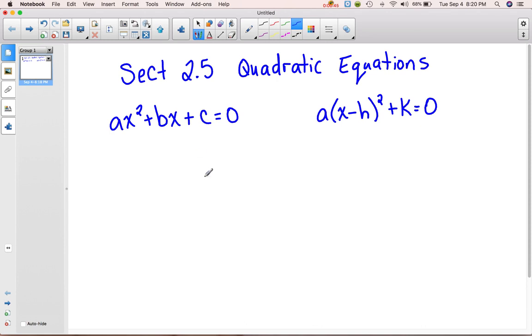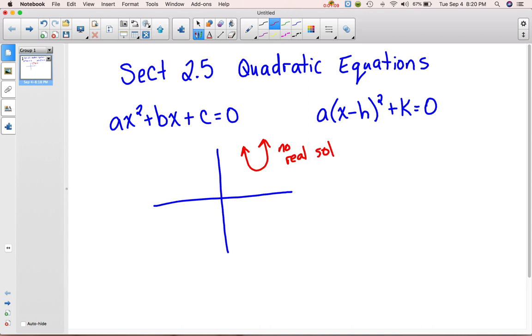So I'm going to quickly go through some of the different ways we have to solve quadratic equations. One thing I want you to keep in mind is basically we have 3 options. You might have a parabola. If you graphed the parabola, you might have something like this that does not cross the x-axis, and in this case there's no real solution. There's complex solutions when we have that, but no real solution.